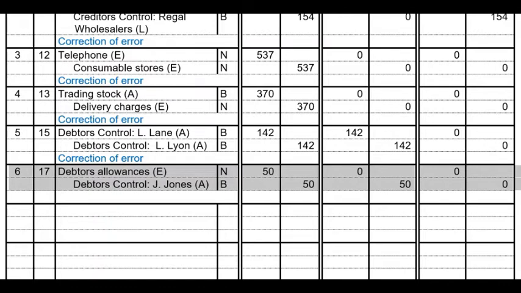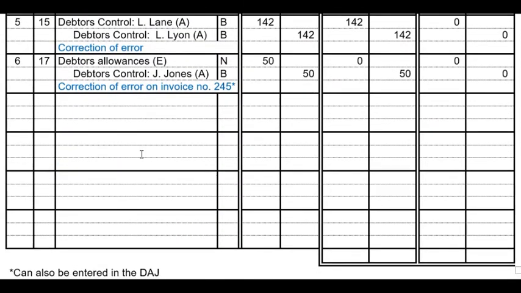Crediting debtors control because now J. Jones owes us a little bit less. She received some discount, and it's a correction of error. The reason why we made a little star there or asterisk is because you'll see at the end of the document it just says that this transaction specifically could have gone to the DAJ as well.